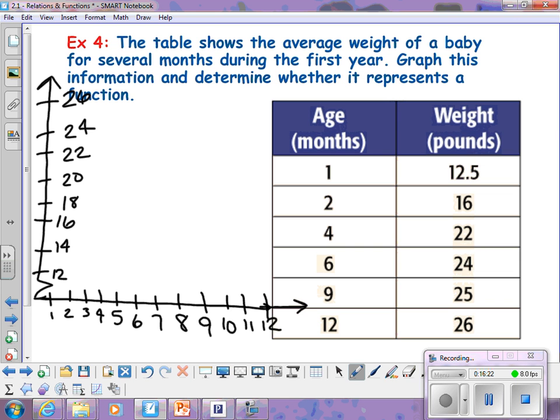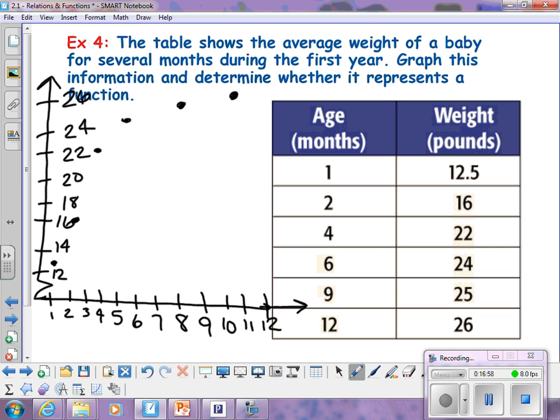What goes with 1? So it's going to be here, or maybe a little below that, but that's okay. 2 goes with 16. 3 I don't have, so skip it. 4. 6. See, I'm just skipping those exercises that I don't need, right? 7, don't need. 8, don't need. 9. And 12. Okay.